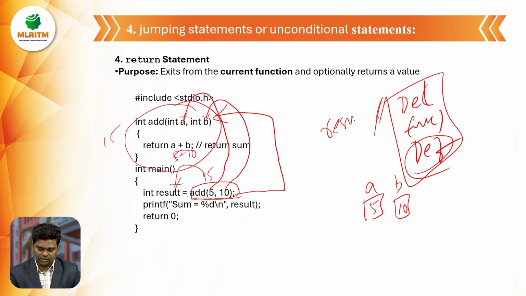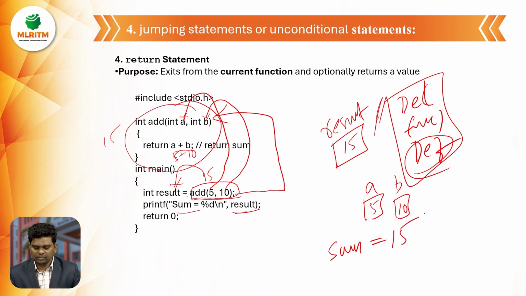So we have a variable called result here. What does it display? Sum is equal to result. What does result consist of? 15. So printf displays sum. What is the value stored in result? 15. It displays: sum is equal to 15. Then we have return 0, meaning successful execution. So this is a simple example about the return statement. That is about the jumping statements.